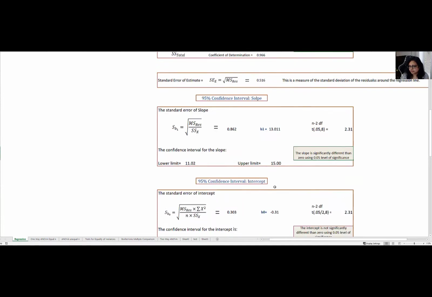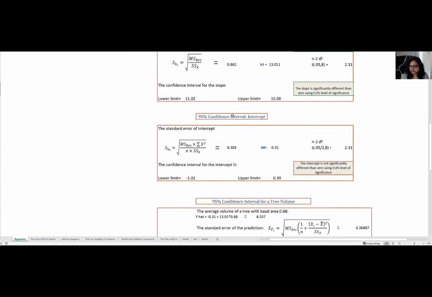Okay. And then similarly, you can also find the 95% confidence interval for the intercept. For that, you have to use this equation for finding the standard error of intercept. And then I use the same t value. For the t value, you have to use the level of significance divided by 2, because that's the same thing you have to do here as well, because we are trying to find both sides.